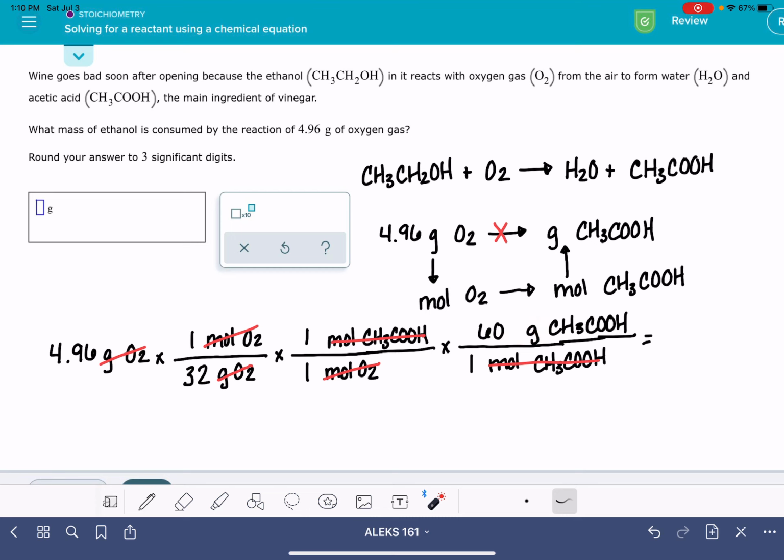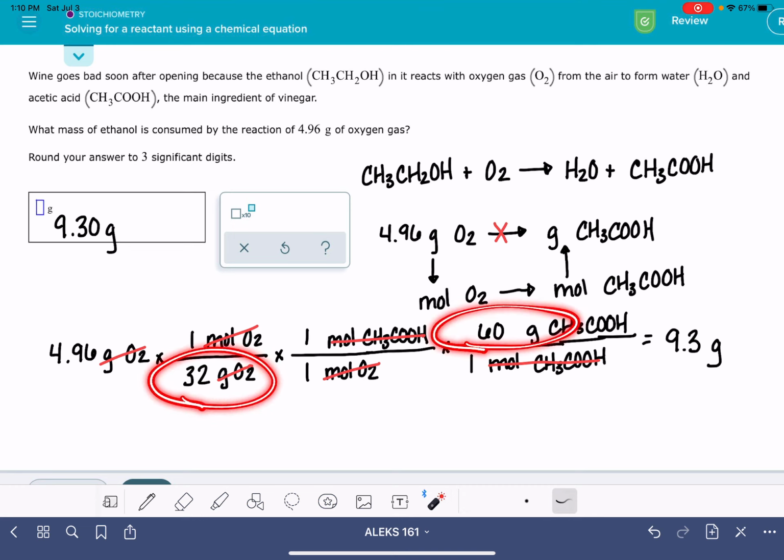So we're just going to do the math on this. 4.96 divided by 32 times 60. The answer wants this to 3 significant figures. My calculator gives me 9.3 grams. And if I was going to put this into 3 sig figs, I would use 9.30 grams. But again, you're not going to get 9.3 if you do this because you are going to use exact molar masses, not rounded molar masses. So your number is going to be in the ballpark of 9.3, but it will have more accuracy to it.